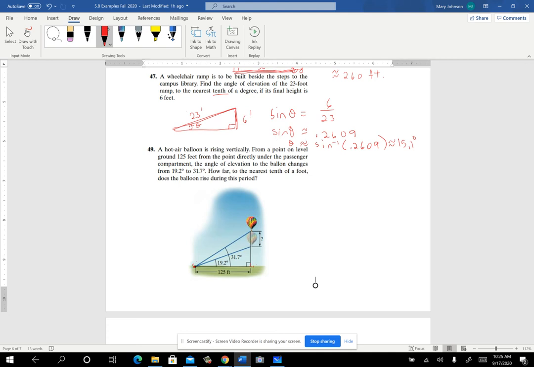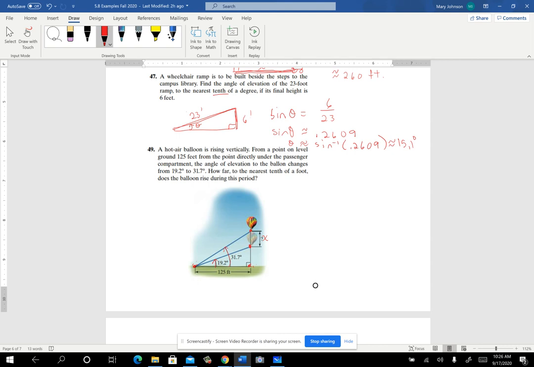We have the angle of elevation to the balloon changing. So it was only 19.2. And then as the balloon was rising vertically, that angle of elevation from this point, 125 feet away from where the balloon took off, turned out to be 31.7 degrees. And then the question is, how far to the nearest tenth of a foot does the balloon rise during this period? So we just want to know from there to there, okay? That's what we're looking for. That's going to be our unknown, okay? All right, so that's what we're looking for.